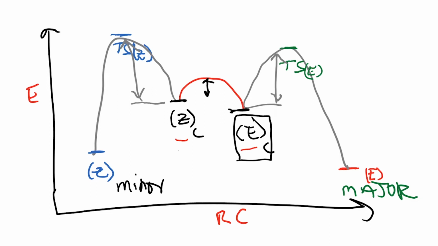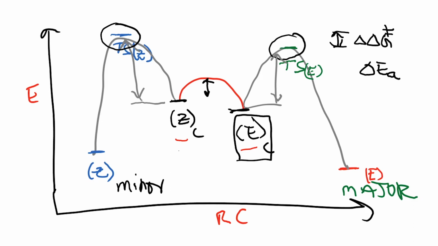So what may be more likely is that the transition state or the barrier to the formation of the E product is lower than the barrier that is encountered to form the Z product. So this difference, that is the delta G double dagger or delta of EA, the activation energy, is something that's going to play a role in determining the product ratio in the reaction of interest. Okay, so this principle is known as the Curtin-Hammett principle. I'm just going to redraw it over here.